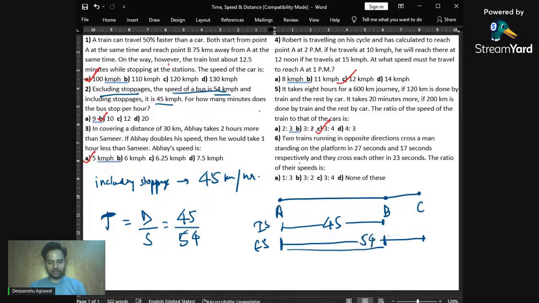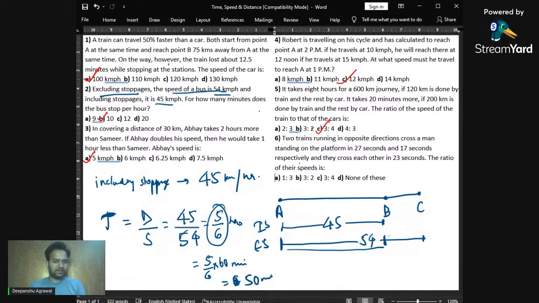45 by 54, right? This much time would have been taken by the bus to complete the journey. Okay, so if you see this time correctly, this time would be 5 by 6 hours, right? If I convert this into minutes, this would be 5 by 6 into 60 minutes, and that would be 50 minutes.